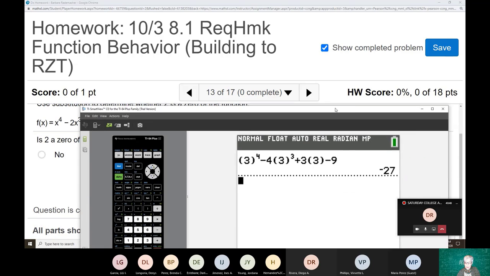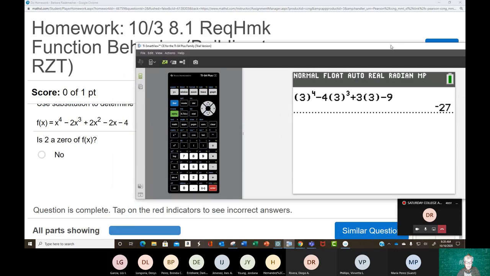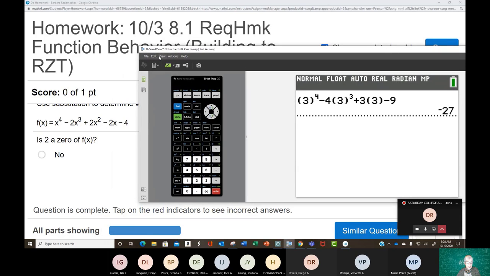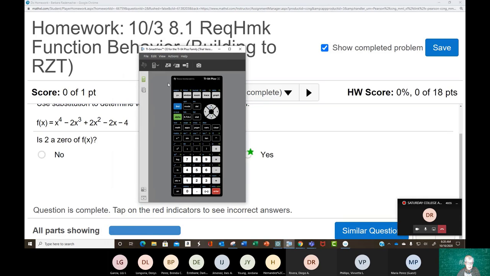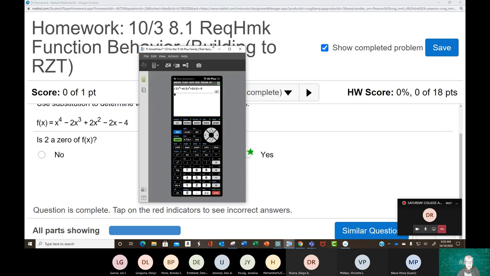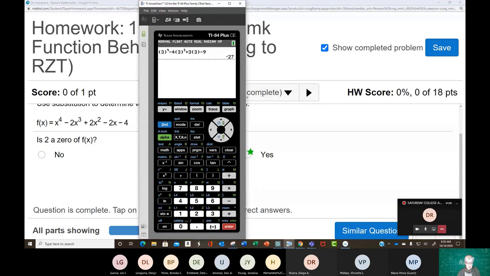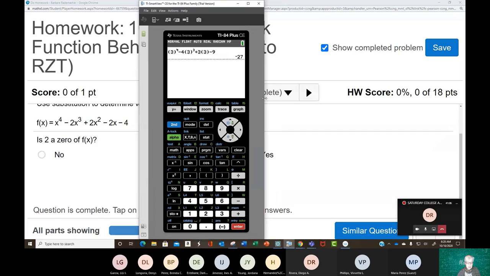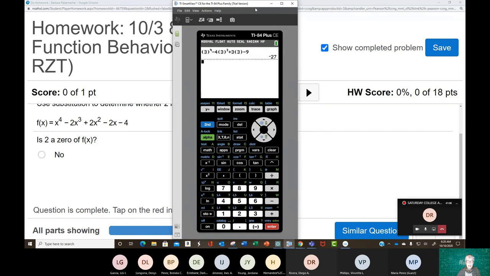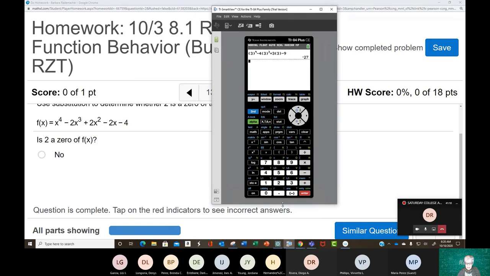Okay, I am going to move this over here. I'm going to hide the large display and make this big. And big. And that's about as big as it'll get. Come on.